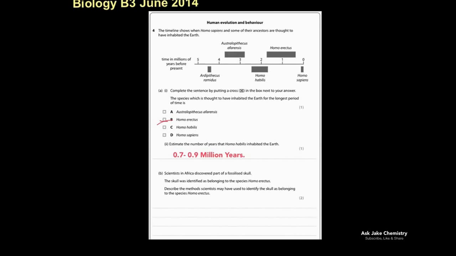So estimate the number of years they inhabited the Earth, and then you just look at where it is, and you can have a range between 0.7 and 0.9 million years. So you just have to interpret the information for 1 mark.